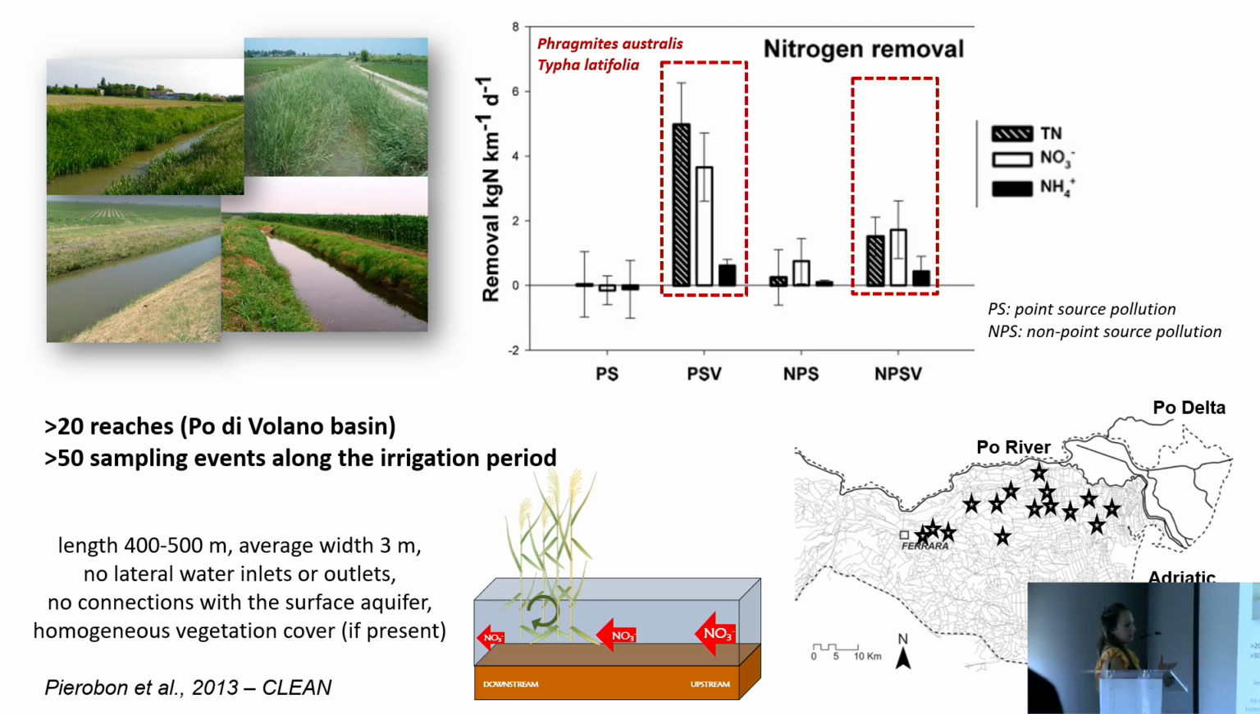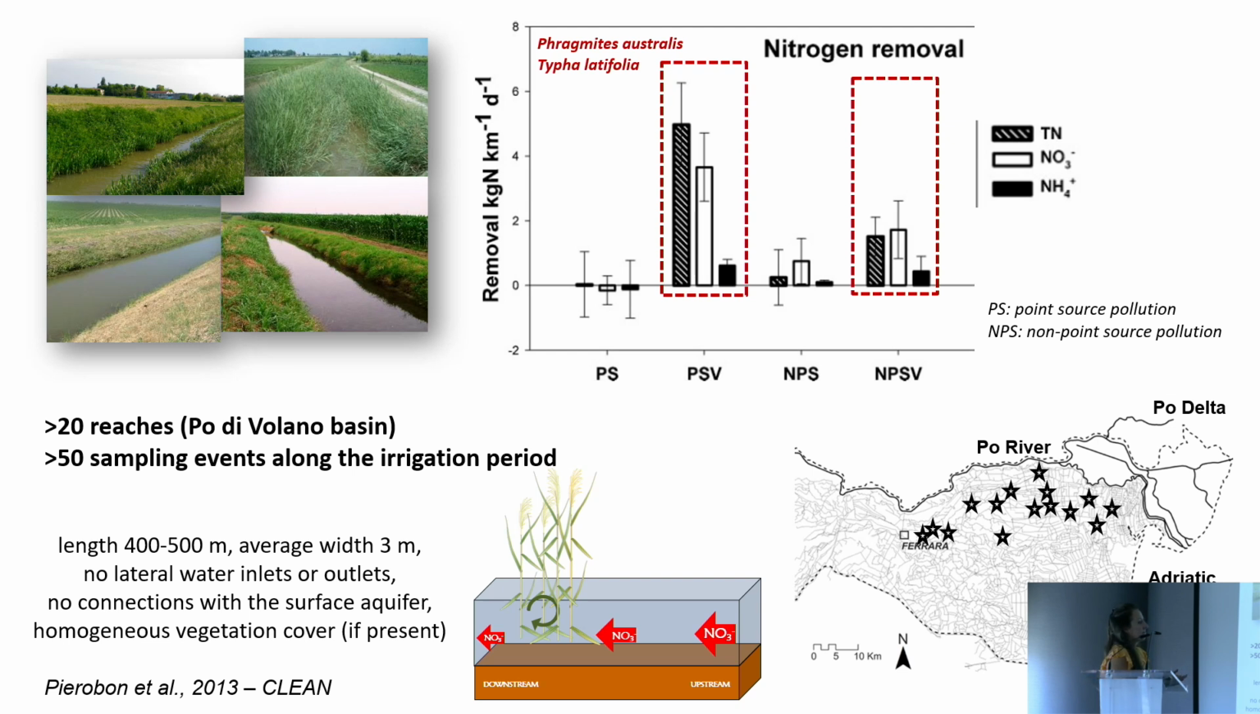nitrogen budget in canal reaches in more than 20 different canals and in more than 50 different sampling events along the irrigation period. And what we found out is that if vegetation is present, for example, halophytes such as Typha latifolia or Phragmites australis, the efficiency of the canals is greater.